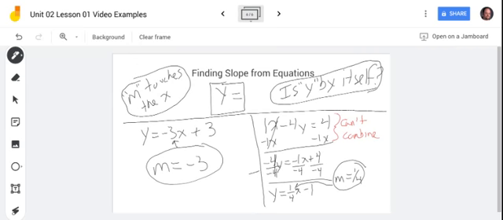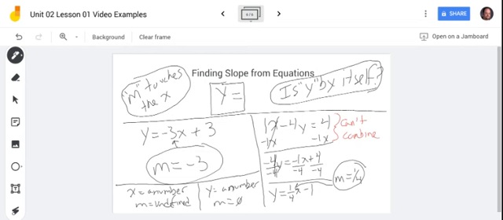Now again, there are the special cases. If you see x equals a number, so you do not see a y, then m is undefined. If you see y equals a number, then m equals 0. Those are our vertical and horizontal lines. Those are the special cases. They have only one variable. Everything else has an x and a y, which means it has a number slope, not undefined or 0.